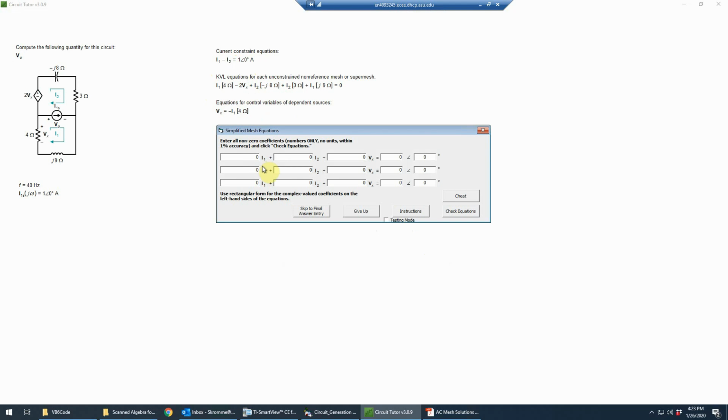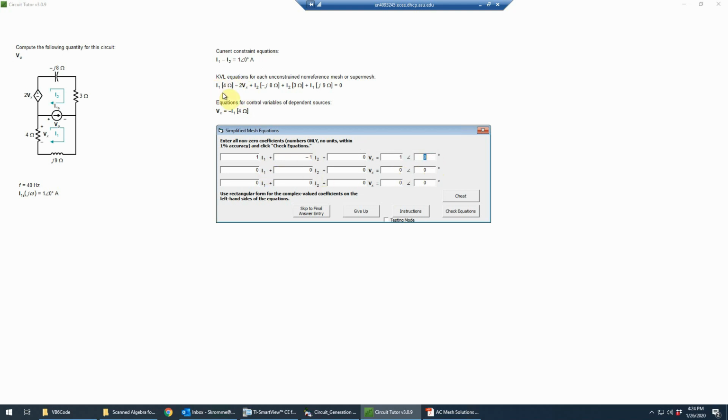So here's our form, and again we have 3 rows here for each of the 3 equations. The first one, the constraint equation, just says I1 minus I2 is 1 angle 0. So the coefficient of I1 will be 1, as it is in this equation. The coefficient of I2 will be negative 1, and then the right-hand side will be 1 angle 0.